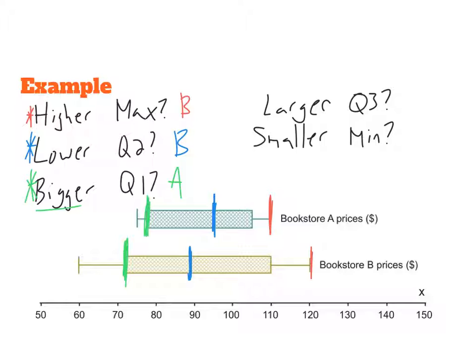Larger Q3 value. So I'm marking the Q3s. Here's Q3 for A, here's Q3 for B. Larger means to the right, which means bookstore B is going to have our larger Q3 value. Smaller min. So here's the min for B, here's the min for A. Smaller means farther to the left, so that's going to be bookstore B. B has one farther to the left. So again, higher, larger, bigger, that all means which one's farther to the right. Lower or smaller means which one's to the left.